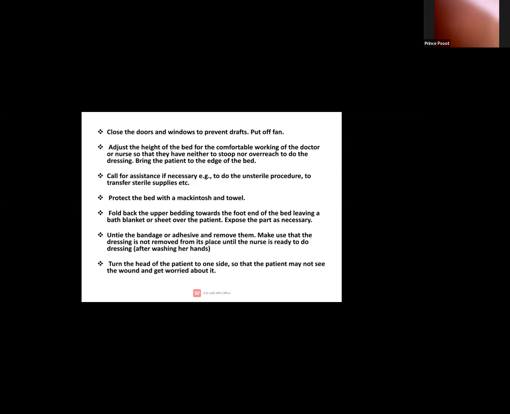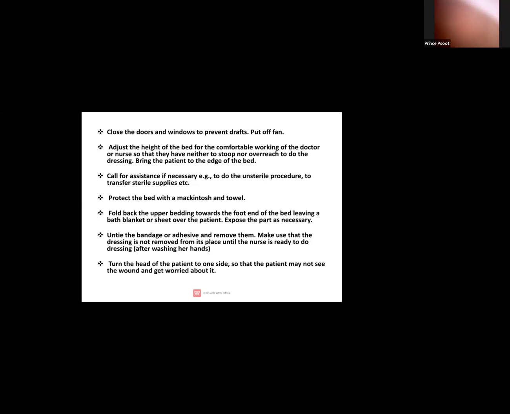Fold back the upper bedding towards the foot end of the bed, leaving a base blanket or a sheet over the patient. Then you expose the parts that are necessary. So you untie the bandage or the adhesive and remove them. That's the one they used to pack before. You remove the used dressing. Make sure that the dressing is not removed from its place until the nurse is ready to do the dressing.